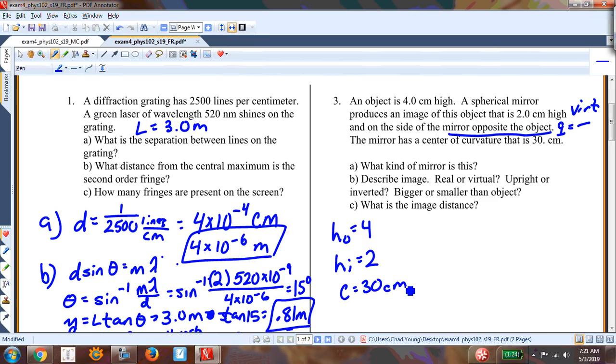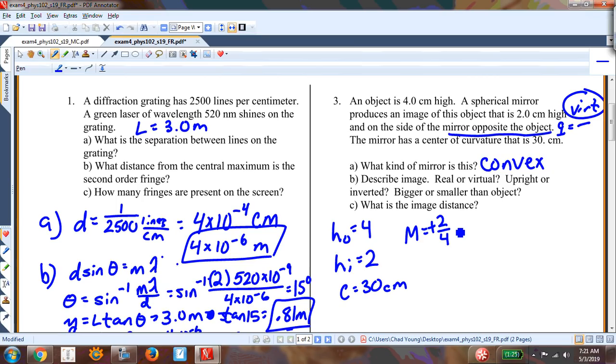Now, the first thing I want to recognize here is that my magnification is 2 over 4. And because it is a virtual image, because it's on the side opposite the object, my magnification has to be positive. Okay, so if it were negative, then that would tell me something about the mirror that's producing this image. But since it's a positive magnification, it's an upright, virtual, smaller image, that tells me that this mirror is a convex mirror.